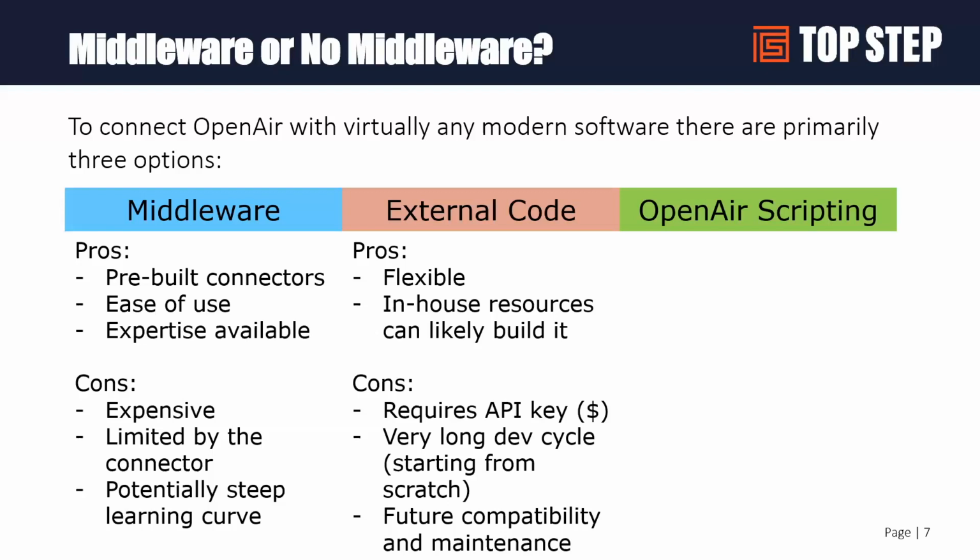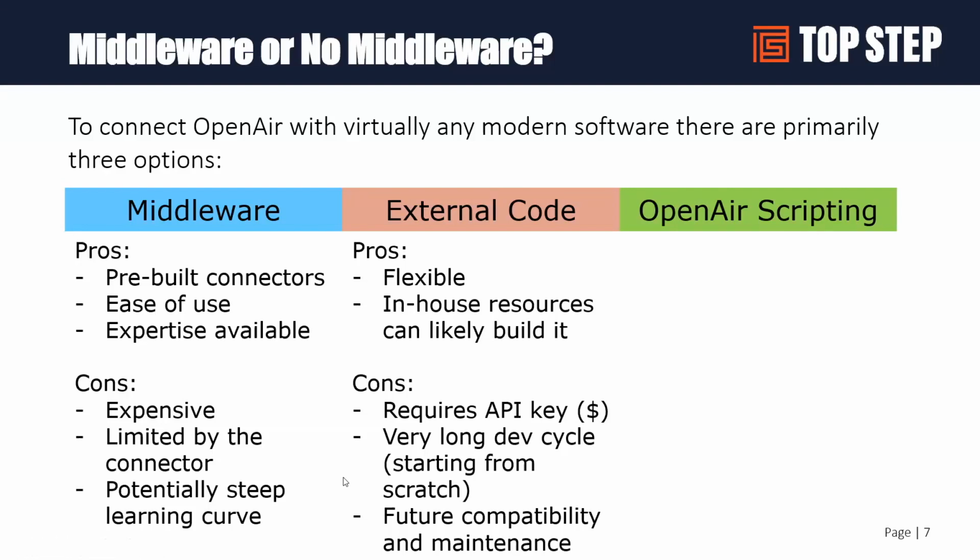This is an extra purchase from OpenAir that you have to have in order to access OpenAir's APIs from outside of OpenAir. Usually the dev cycles on these things are quite long because you're building it from scratch. You're building everything. You have to start understanding OpenAir's data model, etc. It can be a pretty long dev cycle depending on how complicated it is.